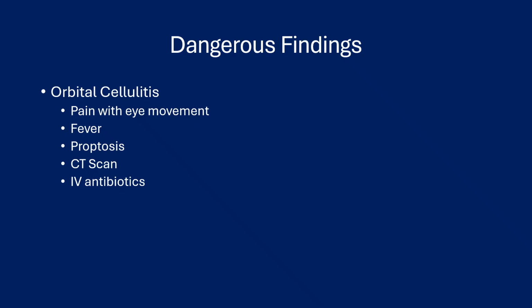Orbital cellulitis: pain with eye movement, fever, proptosis or bulging of the eye, CT scans sometimes done. Again, if you're having proptosis on exam, that is a bulging of the eye, the CT scan would be very helpful in providing better imaging of any edema around the orbit. Also in this patient, orbital cellulitis is a potentially serious cause of vision loss, and oftentimes we'd give IV antibiotics for these patients.